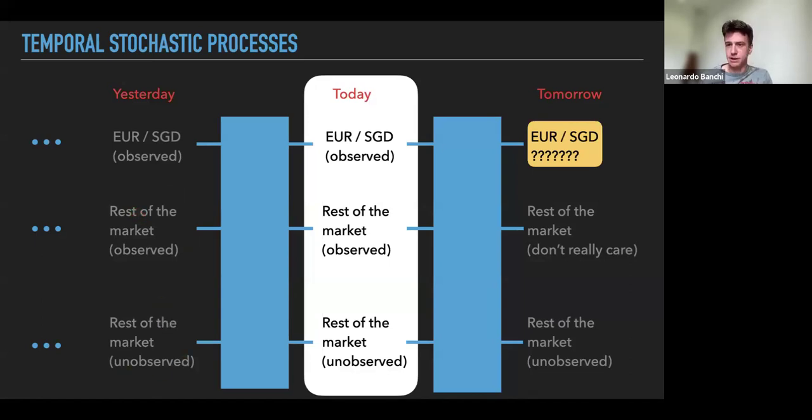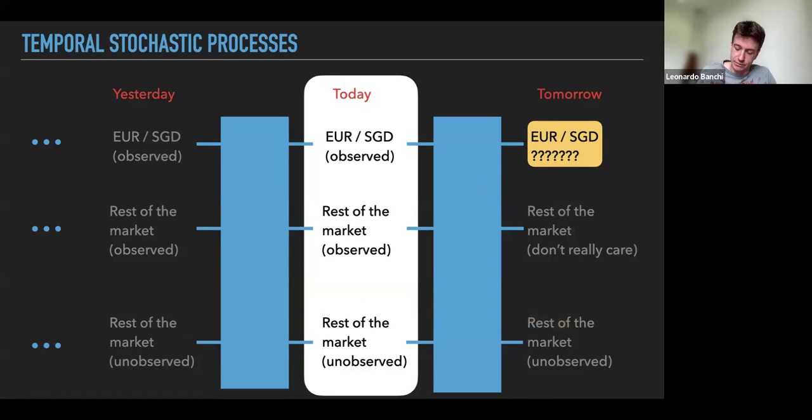But then, of course, there is a huge set of unobserved events which are kind of correlated. So this blue spot here means correlation. The value of today depends on the value of yesterday, but also on the rest of the market that we have observed, and also on the rest of the market that we haven't observed. The same is true for tomorrow. We don't know what's inside this blue spot, but having known what's here, we can also predict what we care about, the euro versus SGD. The rest of the market we don't really care about. And for the unobserved, of course, we cannot make any claim or observation there.